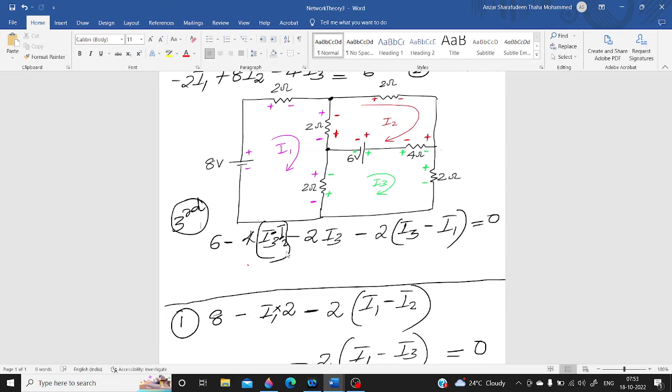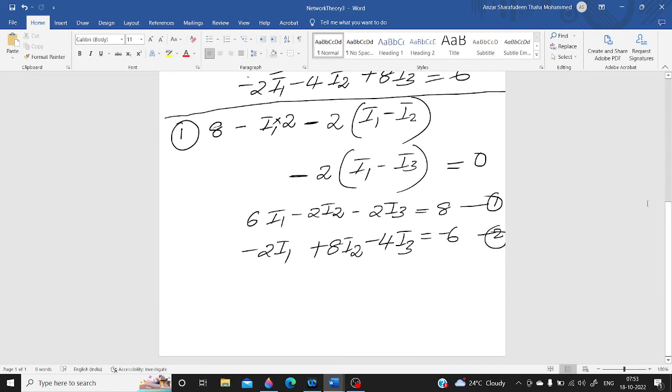Okay. Now if you rearrange this equation, what you will be getting is minus 2I1 minus 4I2 plus 8I3 is equal to 6, and this is equation number 3.